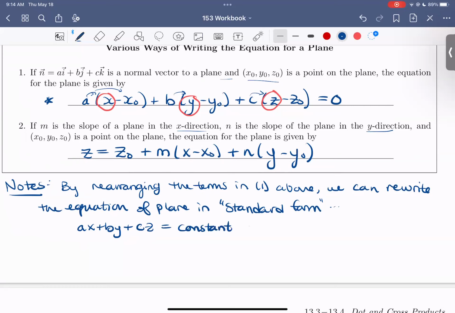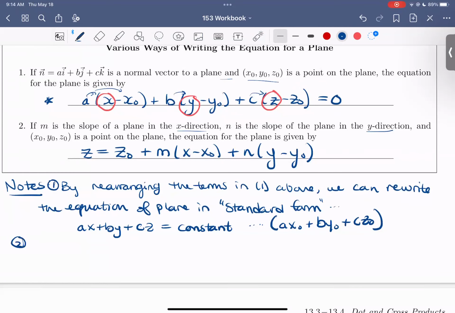We could even compute what that constant is. It should be something like ax naught plus by naught plus cz naught. And again, that's just by distributing this a, b, and c into all the terms, and then moving our constants over. All right, so that's our first note.